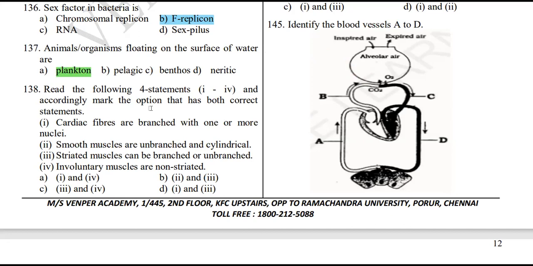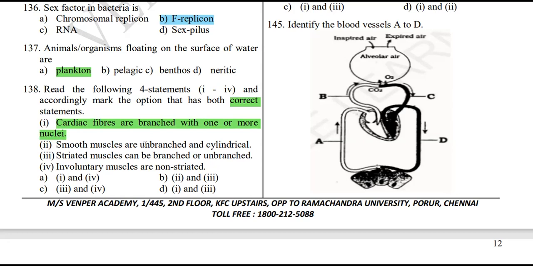Okay, read the following four statements and accordingly mark the option that has correct statements. First, we will see cardiac fibers are branched. Yes, cardiac fibers are actually branched and they have one or more nuclei. So this is a correct statement. Smooth muscles are unbranched and cylindrical. No, smooth muscles are not unbranched. Skeletal muscles are unbranched and cylindrical. So this is a wrong statement.